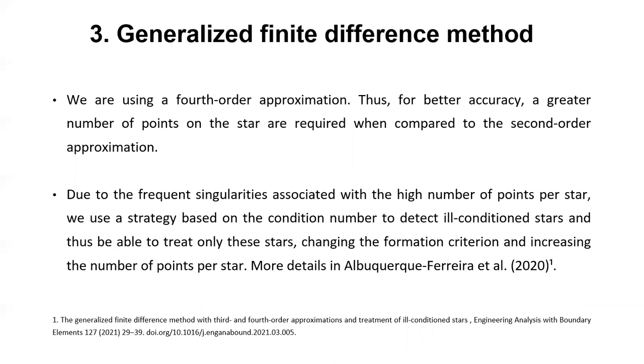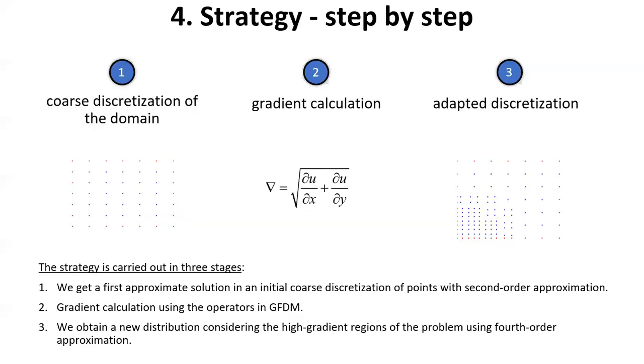Thus, for better accuracy, a greater number of points on the stars is required when compared to the second order approximation. Due to the frequent singularities associated with the higher numbers of points per star, we use a strategy based on the condition number to detect the ill-conditioned stars, and thus be able to treat these stars, changing the formation criterion and increasing the number of points in the stars.